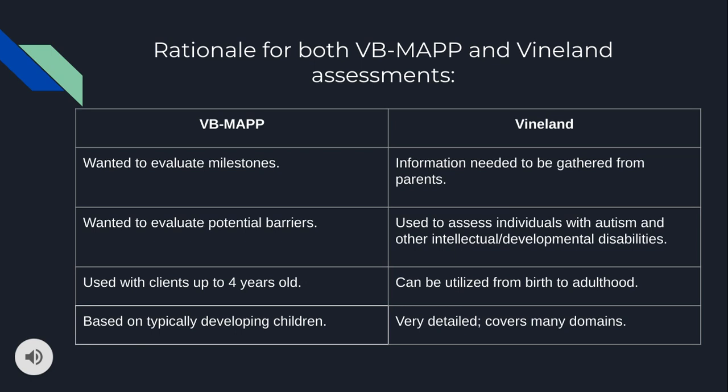Regarding the assessment choices that we had for E, we decided to go with VB-MAP and Vineland. The reasons that we went with VB-MAP are we wanted to evaluate milestones, we wanted to evaluate any potential barriers. This assessment is used with clients up to 4 years old, and it is based on typically developing children. We also wanted to incorporate the Vineland because there is information needed to be gathered from the parents. Vineland is used to assess individuals with autism and other developmental/intellectual disabilities. Vineland can be utilized from birth all the way up through adulthood, and it is very detailed and covers many domains.